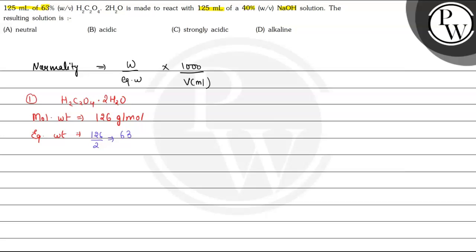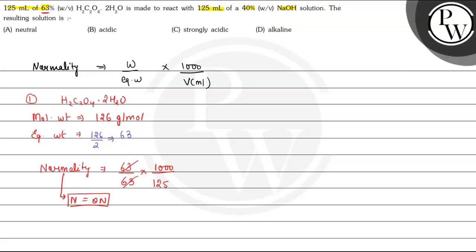Okay, now the normality of oxalic acid: the weight of oxalic acid given here is 63% weight by volume, that means 63 gram. So it is 63 upon equivalent weight, which is also 63, into 1000 upon the volume of oxalic acid given here, 125 ml. On solving this, the normality comes out to 8 N.